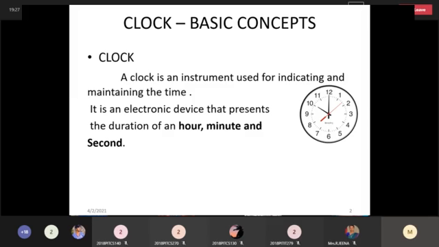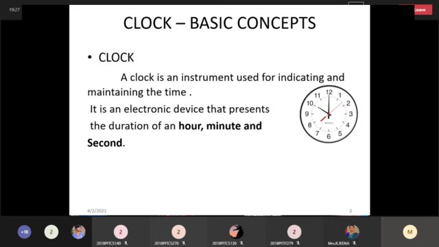We'll see the first basic concepts of clock. So a clock is an instrument used for indicating and maintaining the time. It is an electronic device that presents the duration of hour, minute, and seconds. So we have two hands, that is a small hand, the hour hand, and then the minute hand. So we'll see more basic concepts for clock.